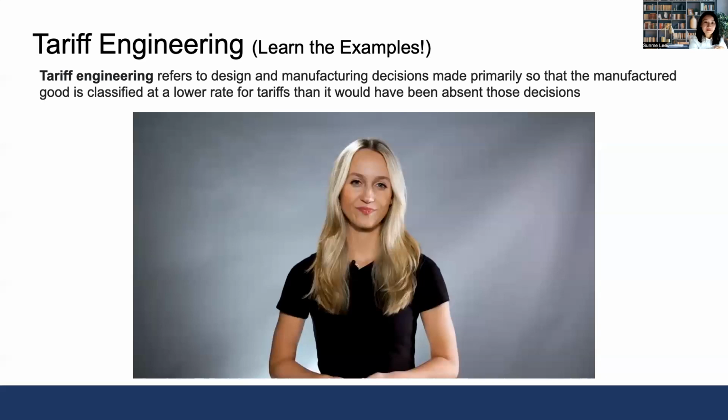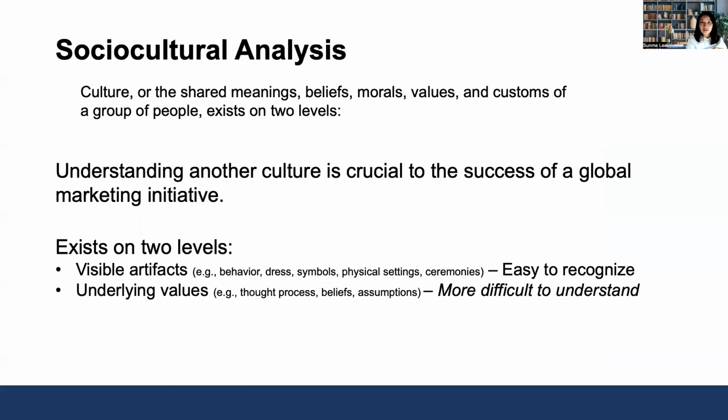understand the concept. The next part is the social-cultural analysis. In the previous chapter, we talked about culture. What is culture? Culture is a group of people that share similar meanings, beliefs, morals, values, and it exists on two levels. Understanding another culture is crucial to the success of a global marketing initiative. The first level is visual artifacts. It's very easy to recognize because it's explicitly presented. The second one is underlying values. It's more about the beliefs or values, so it's more difficult to understand.